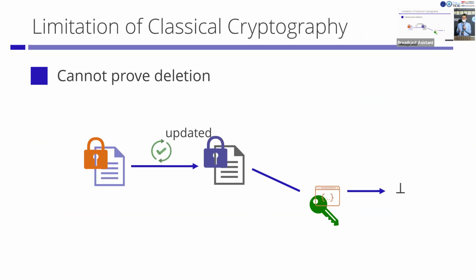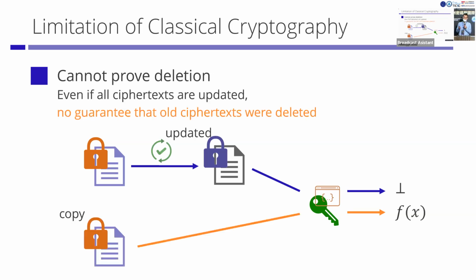The problem is we cannot prove we delete something in the classical setting. We can update functional encryption ciphertexts, and then a revoked functional decryption key cannot compute f of X anymore. However, there is no guarantee that all the ciphertexts were properly deleted. If someone keeps a copy of the ciphertext, then the revoked functional decryption key can still compute f of X from the copied old ciphertext. So this is a big problem.